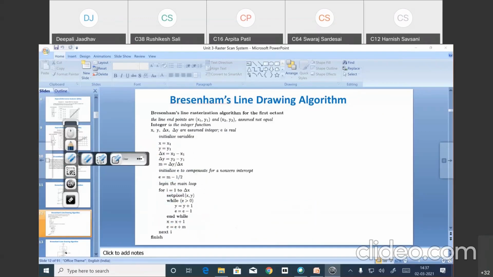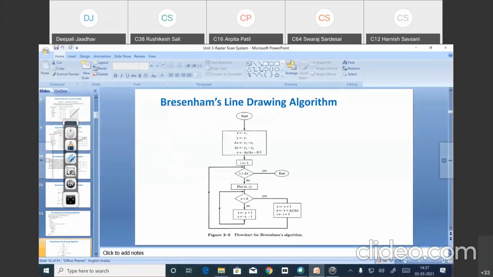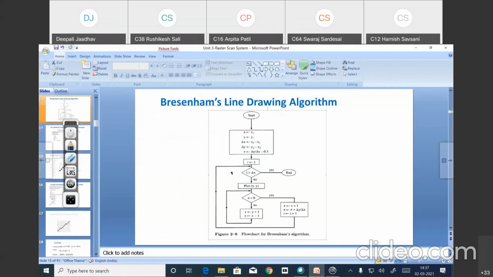The flowchart of the algorithm is given here like this. The same simple algorithm is represented here with a flowchart. Again here the conditions are I from 1 to delta x and E less than 0. If E is greater than 0, then y is increased, otherwise directly increase the value of x.